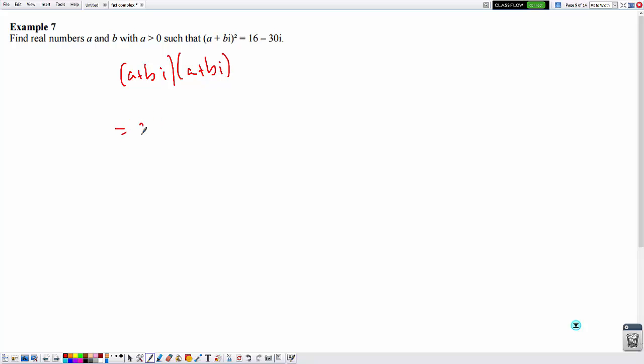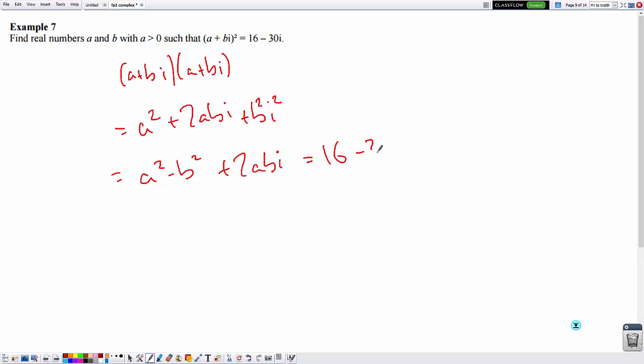And that's just a squared plus 2abi plus b squared i squared. But of course, i squared is minus 1. So b squared i squared simplifies to minus b squared, so this is a squared minus b squared. Notice I write the i part at the end, just to keep it of the form something plus something i. And then it's plus 2abi.